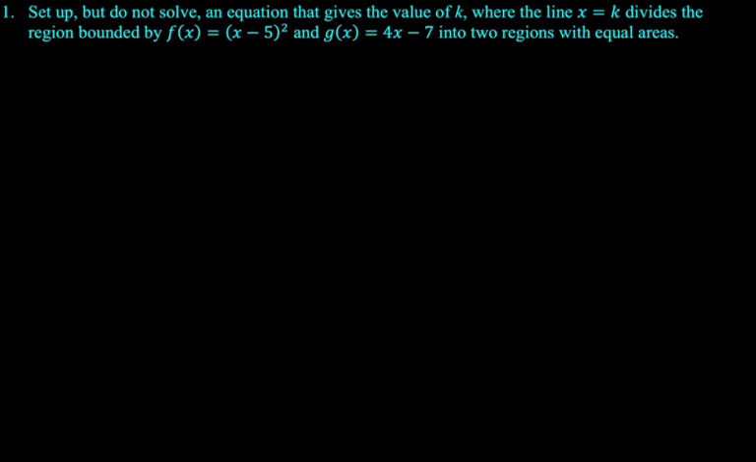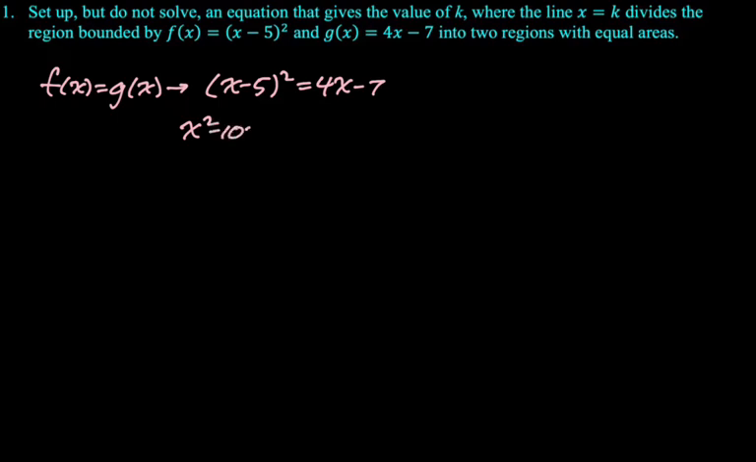Okay, so we're going to need to know where these things intersect. So that's f of x equals g of x, quantity x minus 5 squared equals 4x minus 7. I don't know, expand it. x squared minus 10x plus 25 is equal to 4x minus 7. Move everything to one side. So x squared minus 14x plus 32 is equal to 0.